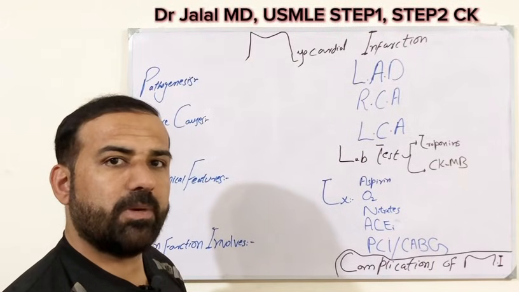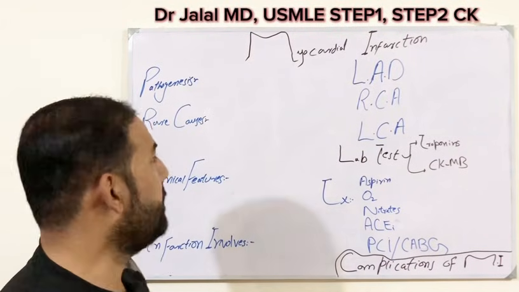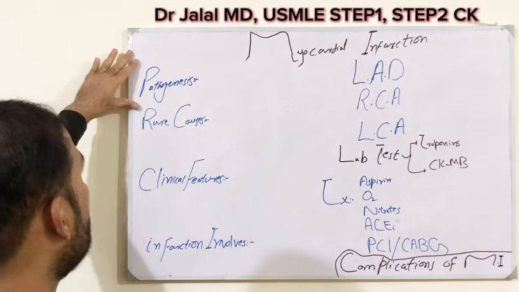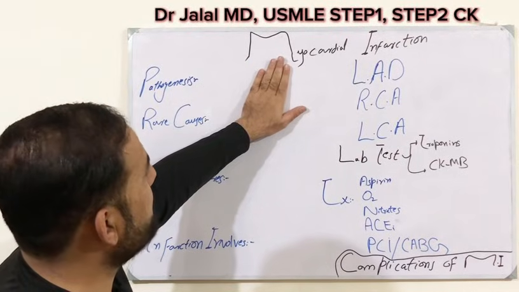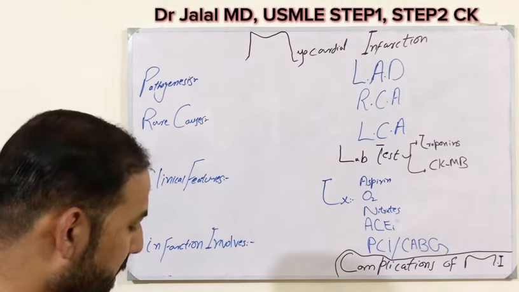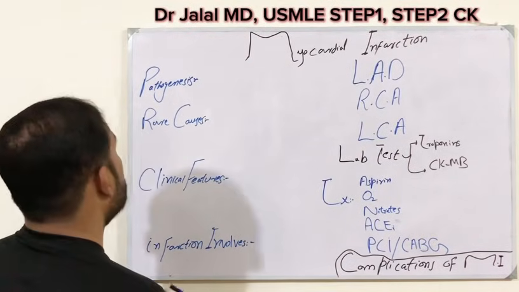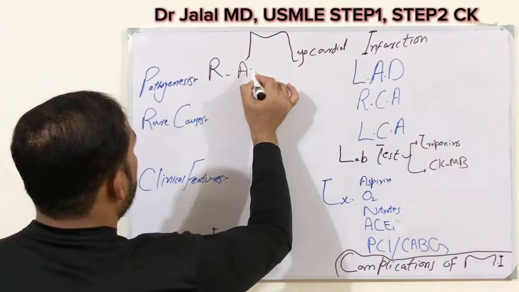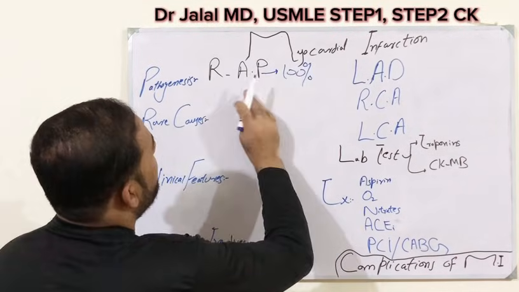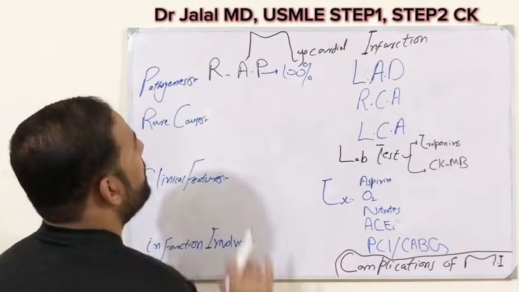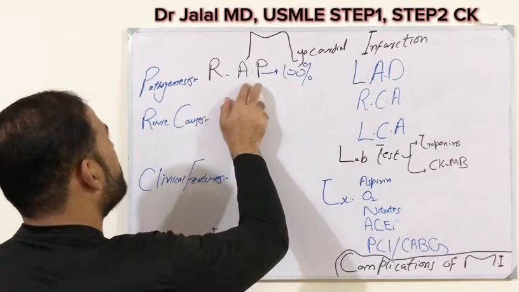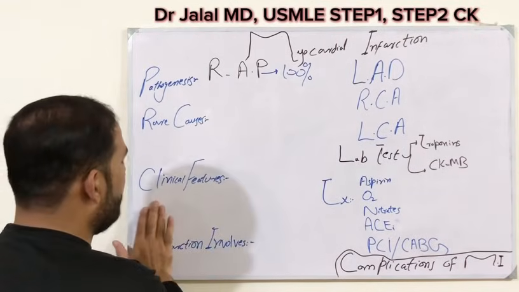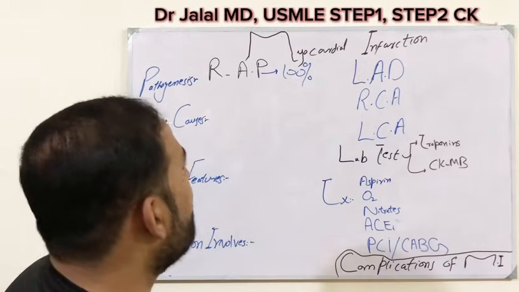Dear doctors, as part of our lectures on ischemic heart disease, today we are going to talk about myocardial infarction, and we are starting from pathogenesis. What exactly happens in myocardial infarction is that there is a rupture of atherosclerotic plaque. This is the pathogenesis. There is 100% occlusion of the coronary vessel due to the ruptured atherosclerotic plaque. This pathogenesis drives the clinical features and complications of myocardial infarction.